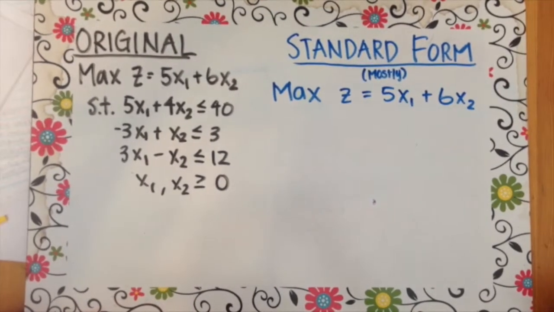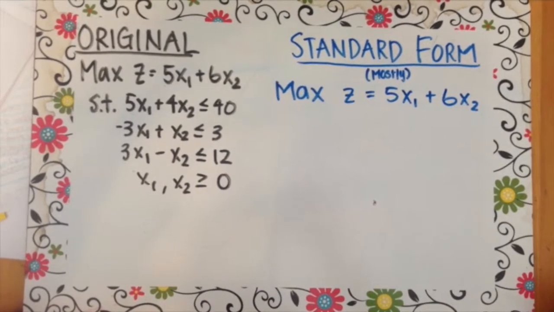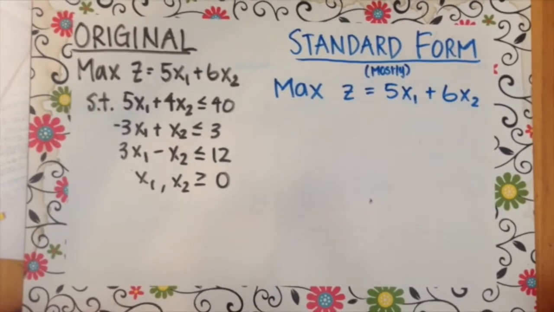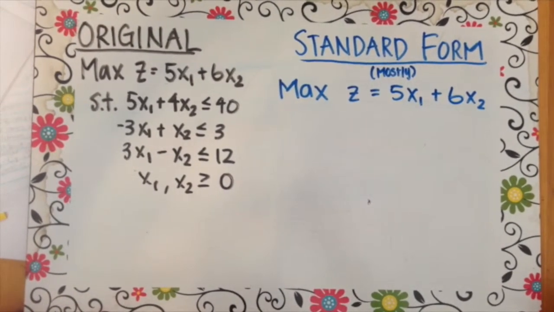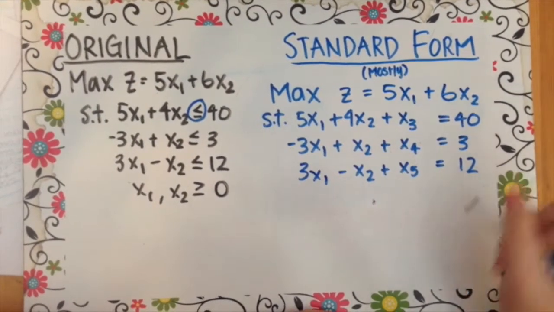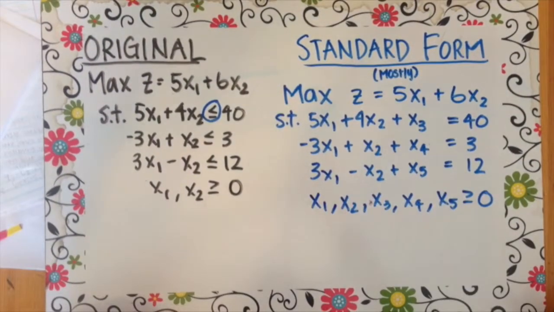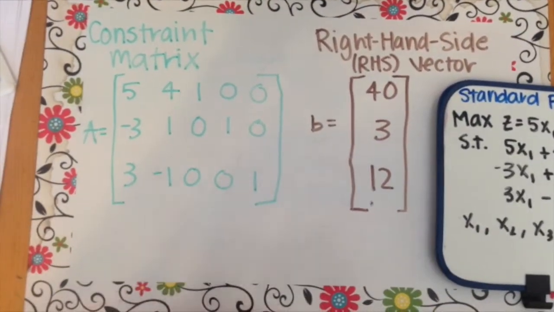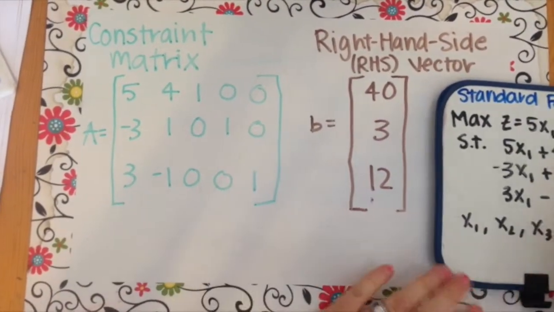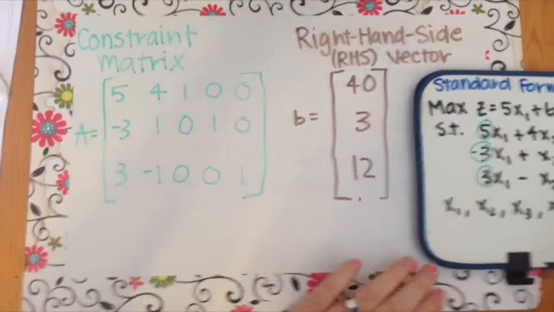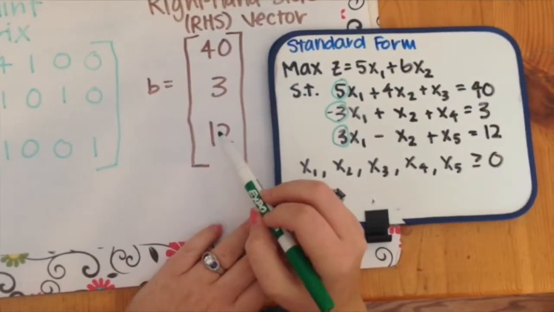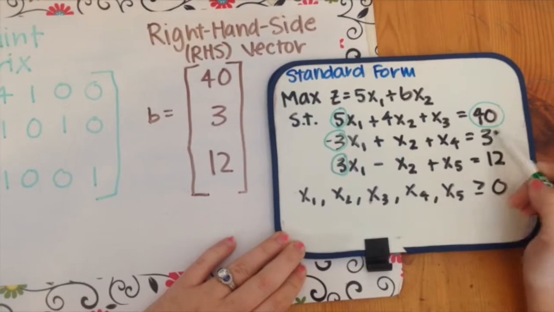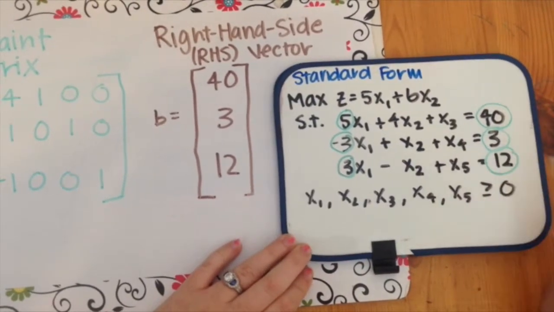Now that we've graphed our feasible region, it's time to start the simplex method. But first, we need to put our original problem into standard form. So the first matrix we make is our constraint matrix, where we summarize our technological coefficients. Our right-hand side vector consists of these, our right-hand side.